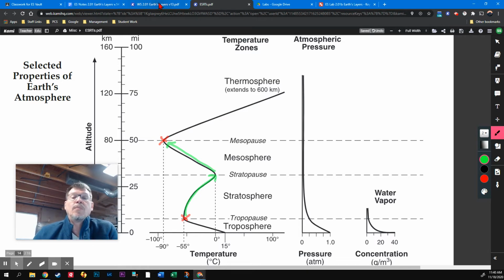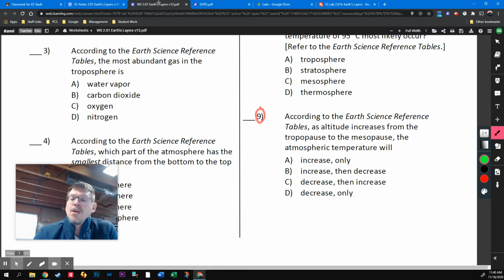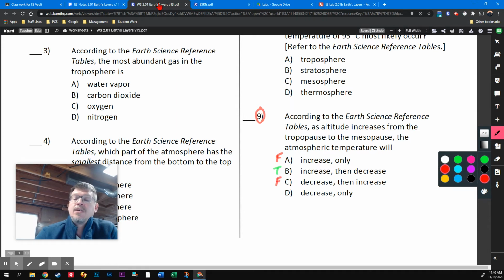So going back to my question, increase only, that's a false statement. All right, increase and then decrease. Going from the tropopause, we saw it increase and then decrease. So that is a true statement. And then decrease, then increase, that was a false statement. And decrease only, that was also a false statement. So my answer, I want B.